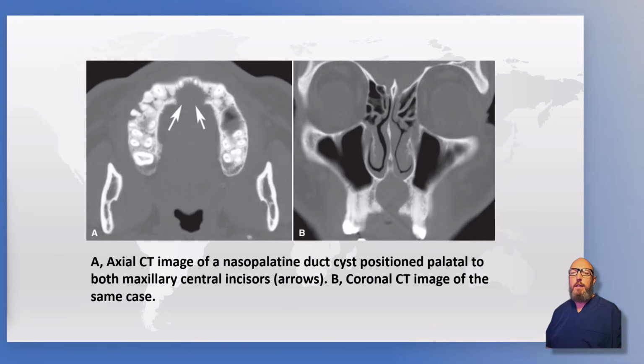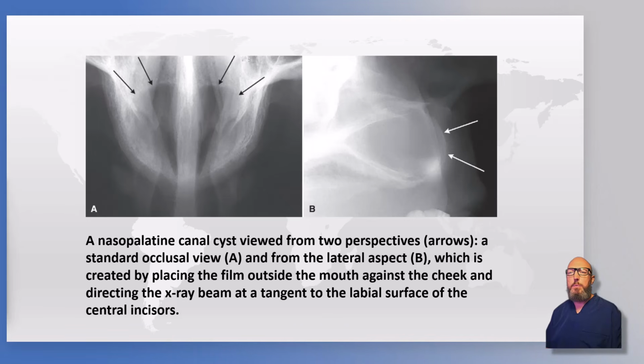Here it is on a CT, so axial and coronal CT of nasopalatine cyst. It's sitting palatal to both the maxillary central incisors. In this case, it doesn't look that corticated, but that's why I say never diagnose from just one slice. You look in a different slice, and it definitely looks well-defined and corticated. And this is a huge cyst, taken from 2 different perspectives.